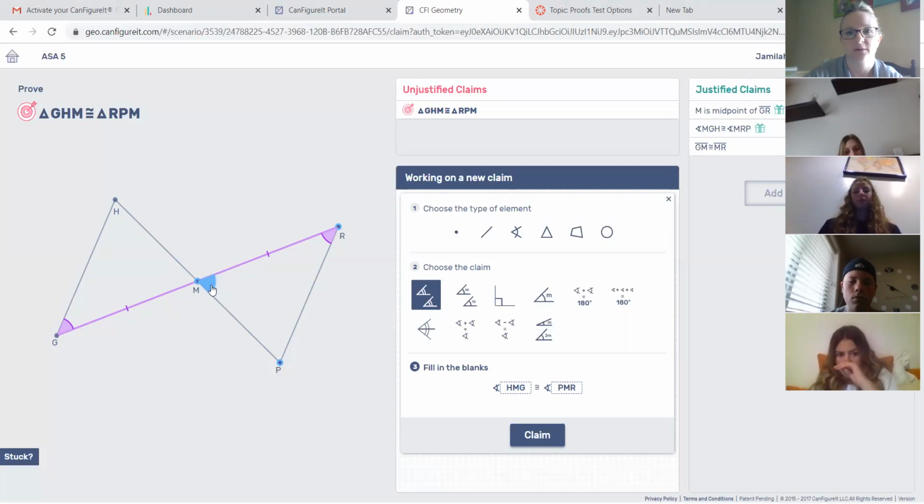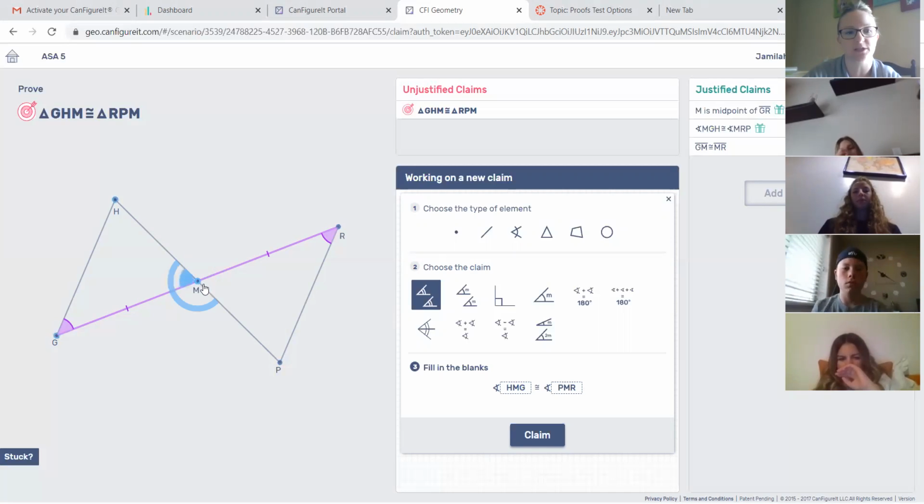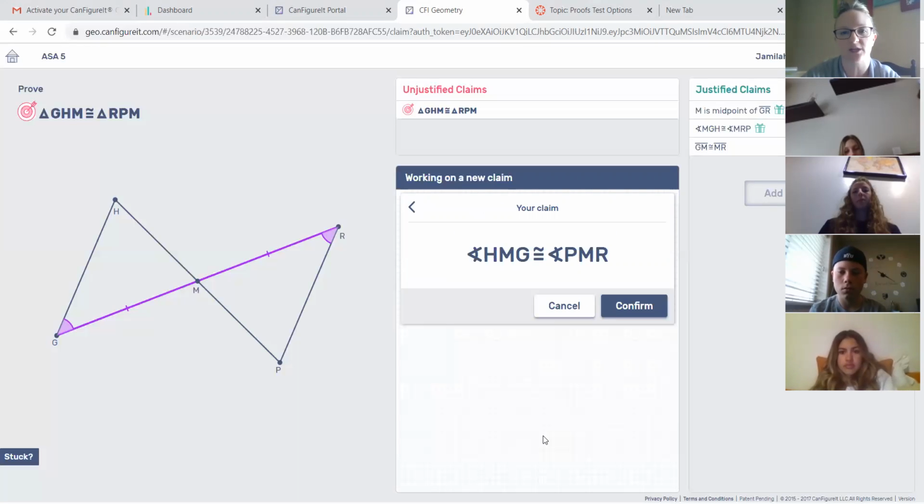HMG, and this guy, PMR. Okay, so I could have typed in those letters, or I can just click on the picture like you saw me do. I highlighted the angle that I wanted. And then it puts it in. And that's going to be my claim. It's not proven yet. It's going to require some justification.